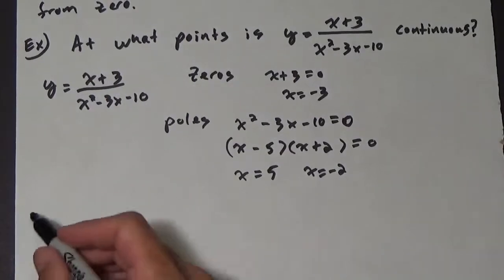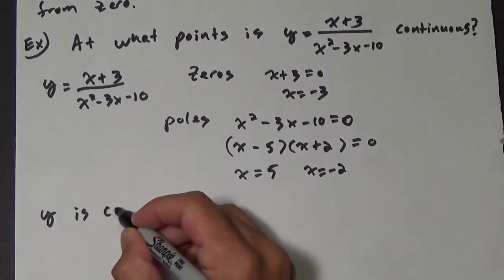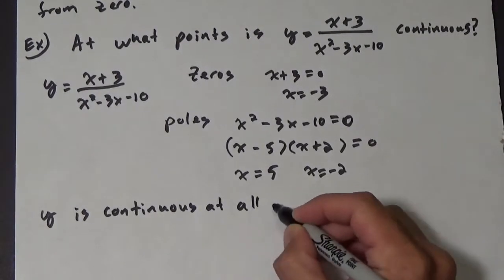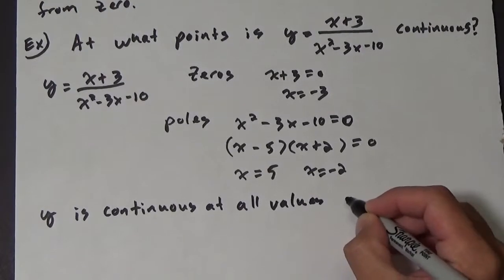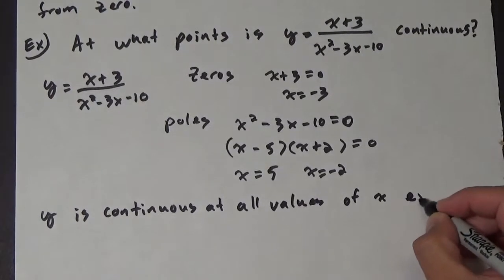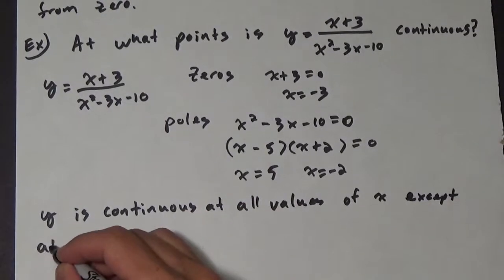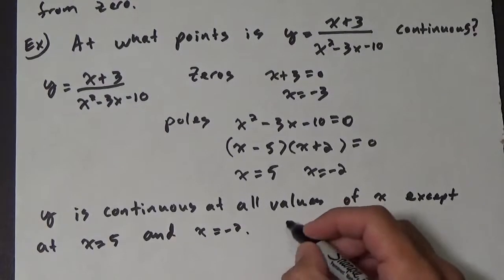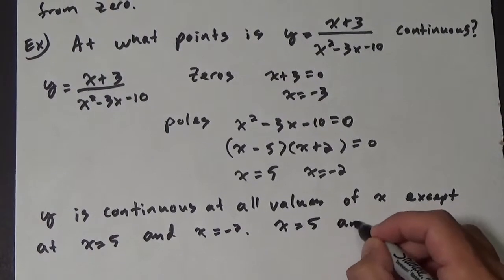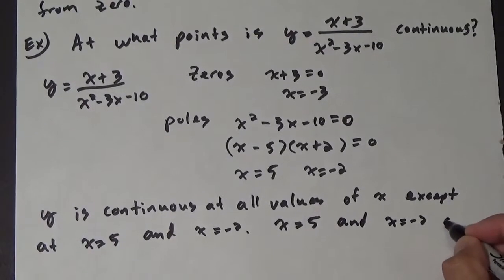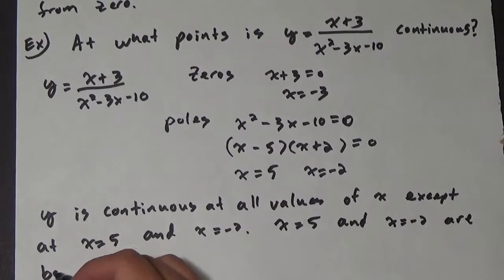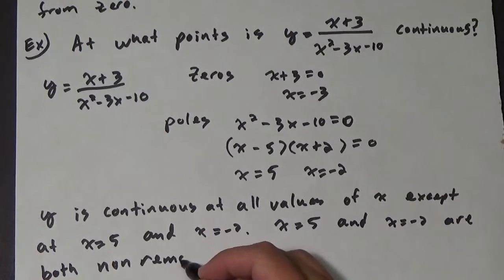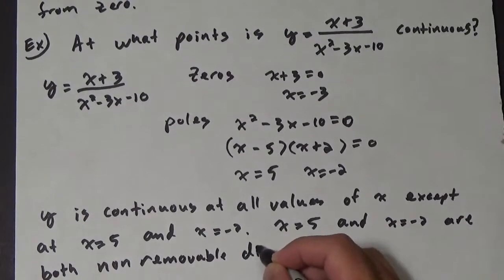So we'll just say y is continuous at all values of x except at x equals 5 and x equals negative 2. x equals 5 and x equals negative 2 are both non-removable discontinuities.